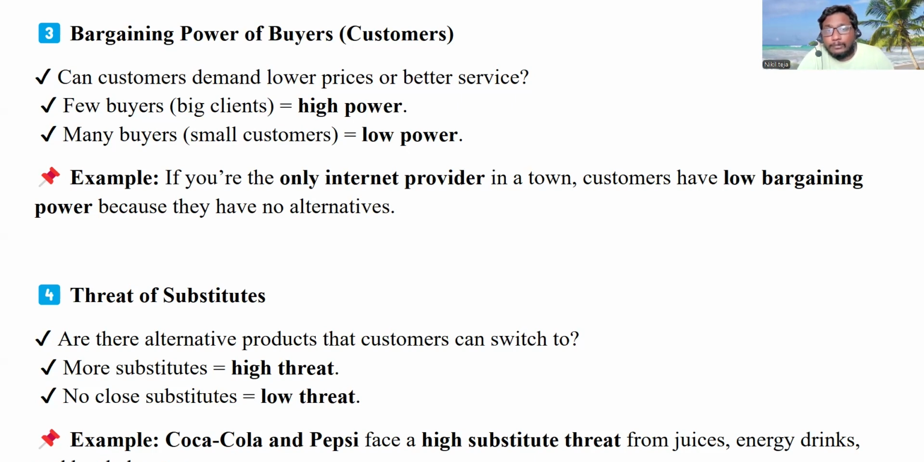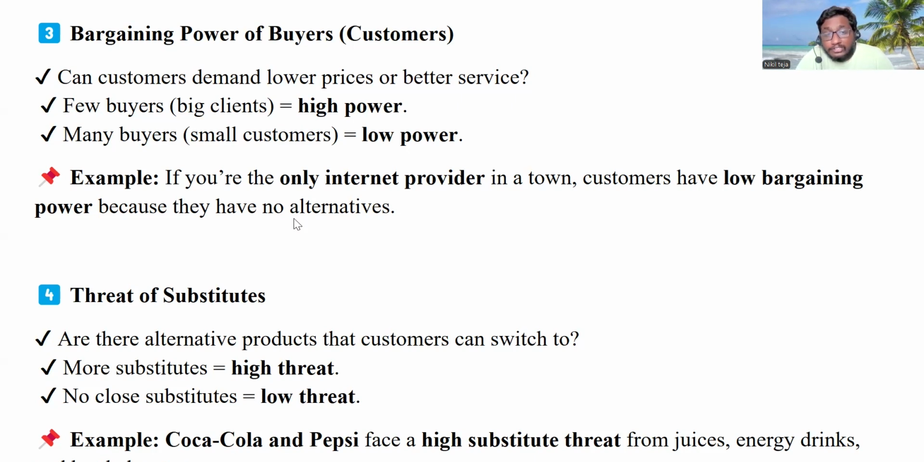If you are the only internet provider in the town, customers have low bargaining power because they have no alternatives. They will not have any bargaining power. Why? Because there are no alternatives. There is no competition for the internet provider. As simple as that. So next, the threat of substitutes.